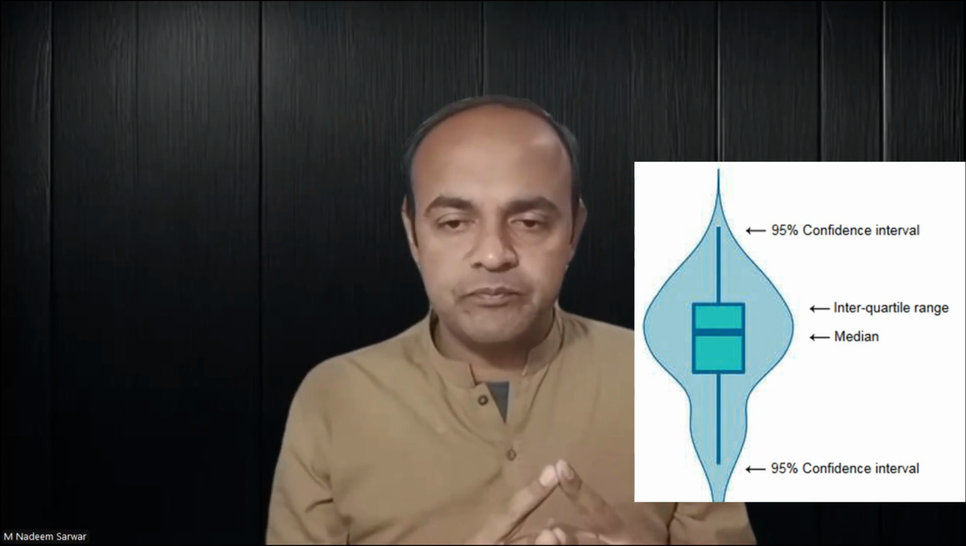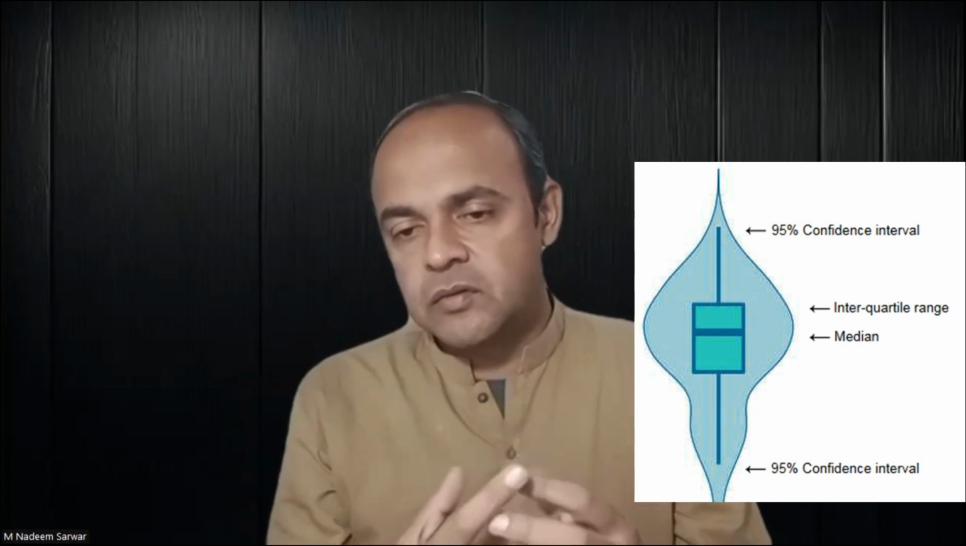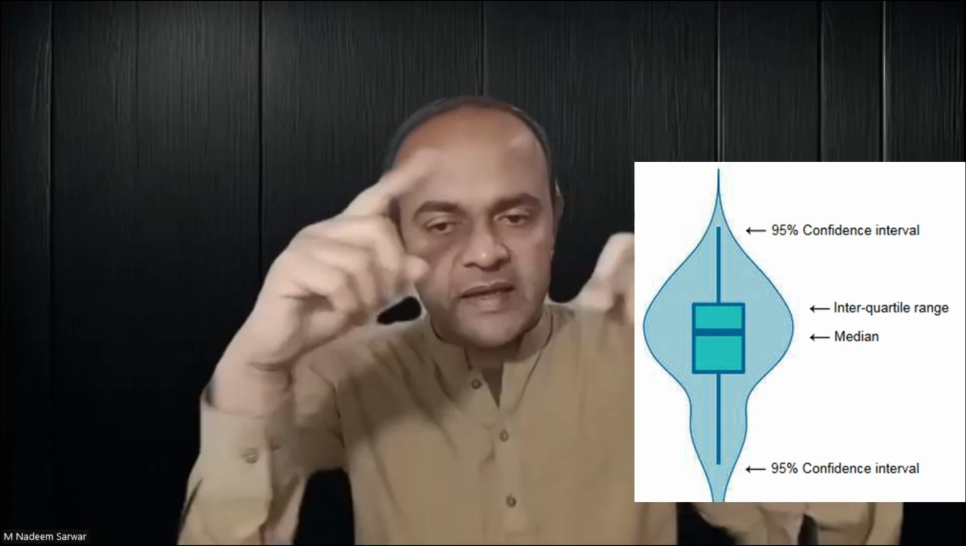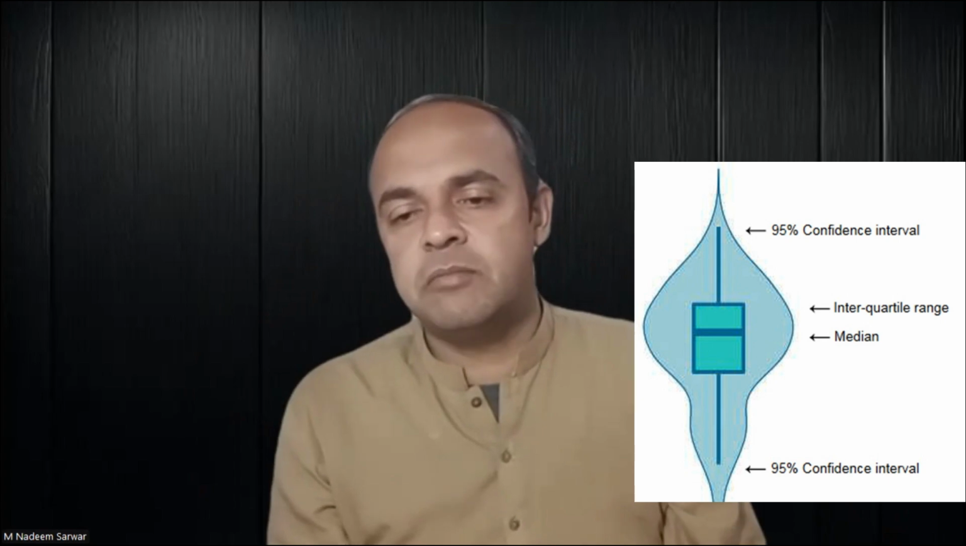Now the violin plot actually mixes the elements of a box plot and a density plot together. So you can see it creates a density plot around the box plot, and the boundary line of that density plot is created as per the 95% confidence interval. So this is all about the box plot and the violin plot.